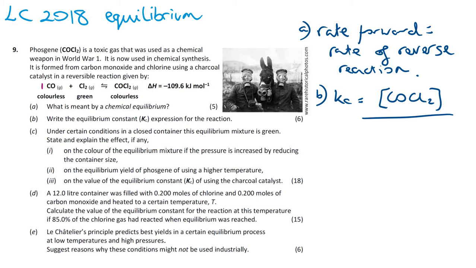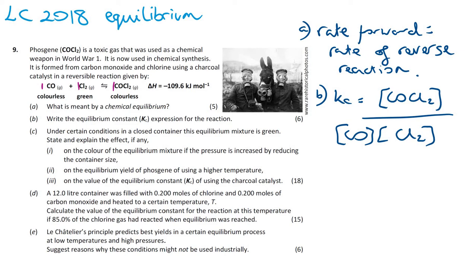Because there's no number in front of each of these, it's just a 1, so to the power of 1, all divided by the concentration of the reactants multiplied by each other. It's going to be that divided by the concentration of carbon monoxide times the concentration of chlorine. So Kc, our equilibrium expression, is equal to that.